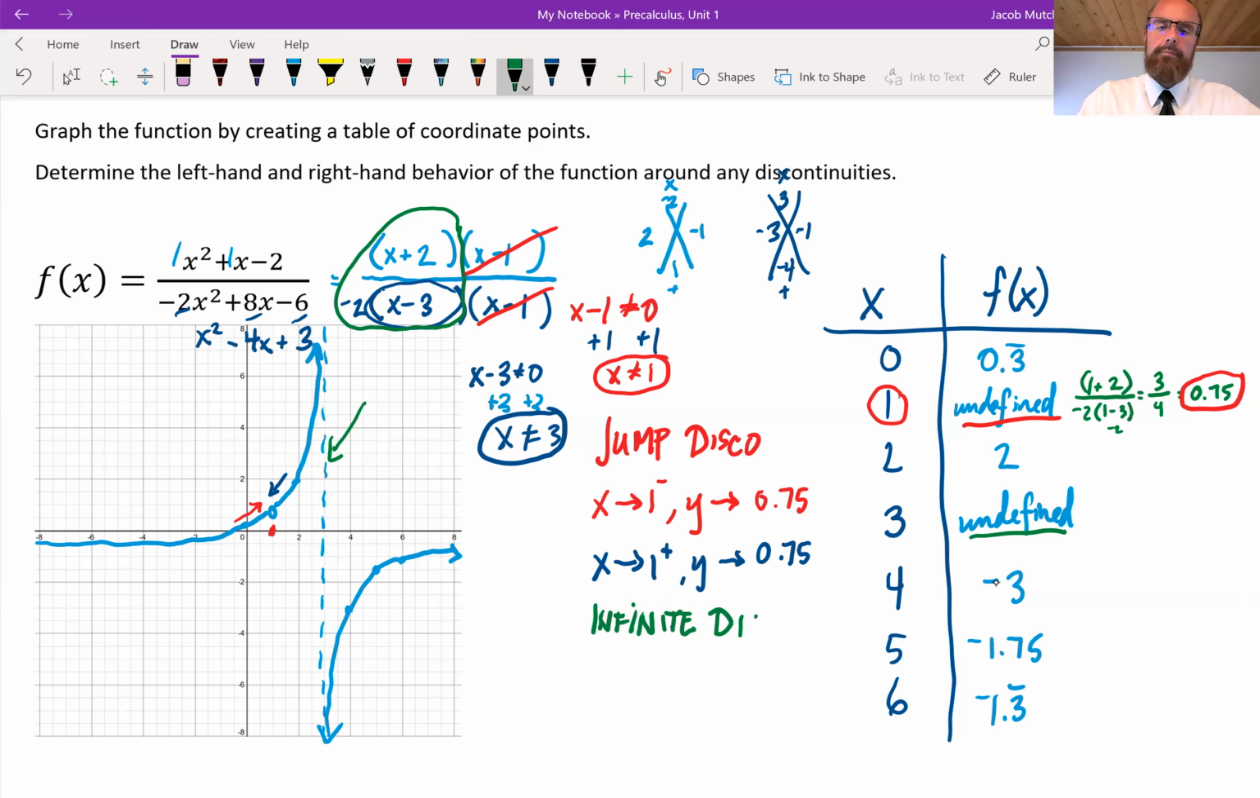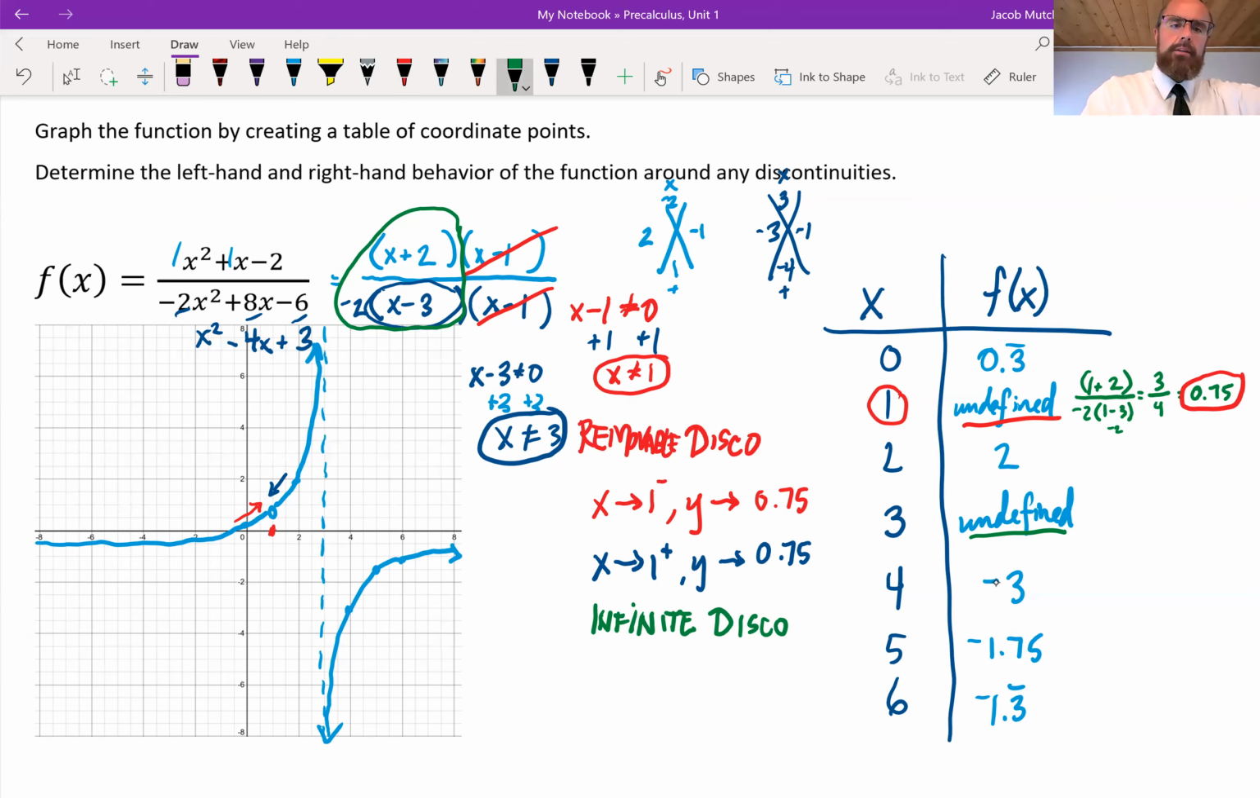Now, I've made a mistake here. Can you see my mistake? I called this a jump discontinuity. Is it a jump discontinuity when my y values are equaling each other, even though the function itself doesn't have a defined value at that point? No, it's a removable. So I named it incorrectly. Let me correct the error. Removable. Okay, so let me catch back up. So I've fixed that error. Let me know if you catch any others.